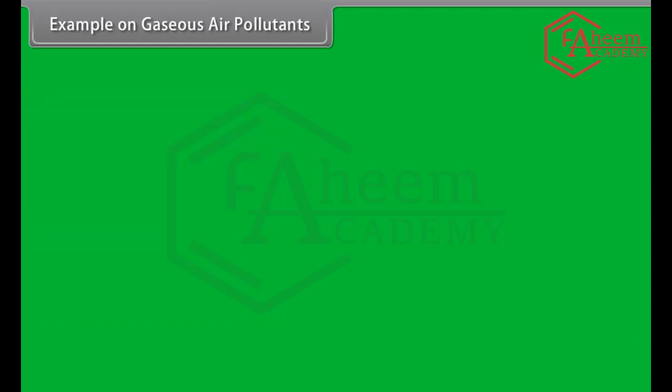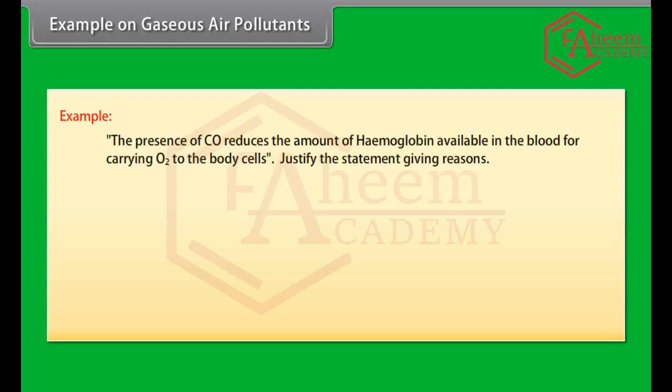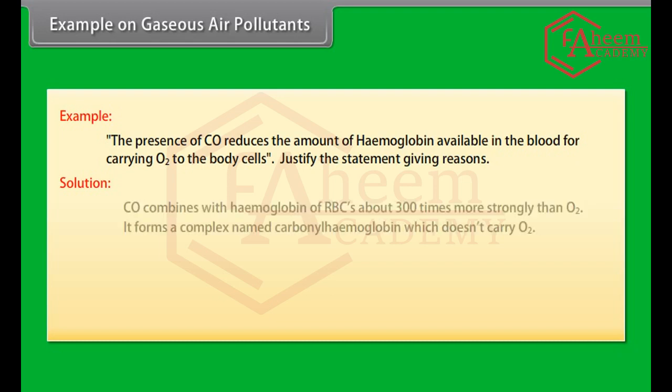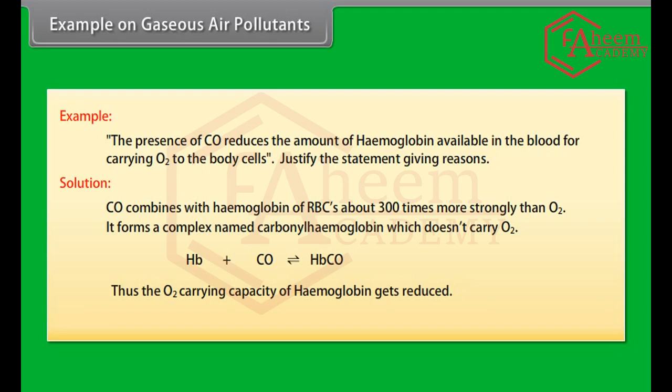Example on gaseous air pollutants. Let's take an example. The presence of CO reduces the amount of hemoglobin available in the blood for carrying O2 to the body cells. Justify the statement giving reasons. Let's see the solution. CO combines with hemoglobin of red blood cells about 300 times more strongly than O2. It forms a complex named carboxyhemoglobin, which doesn't carry O2. Thus, the O2 carrying capacity of hemoglobin gets reduced.